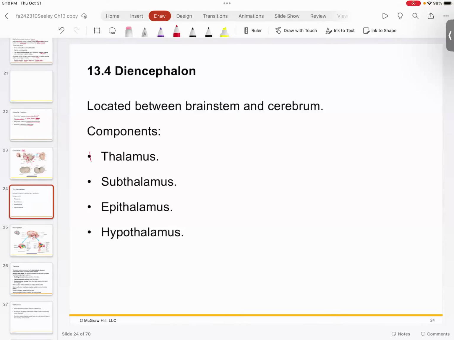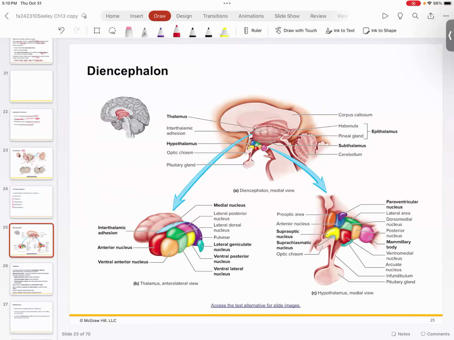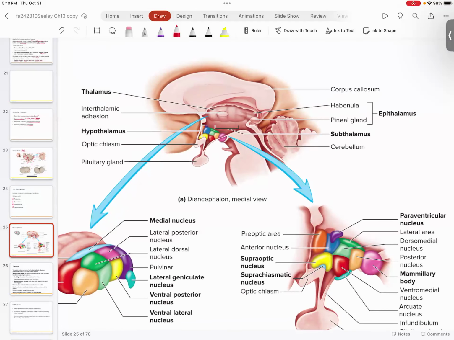So you have your thalamus proper, your subthalamus, your epithalamus, and your hypothalamus. These are all part of the same region, which is essentially the main section between the cerebrum, which is up here, and the brainstem, which is just underneath. So it's kind of down in this region on down.